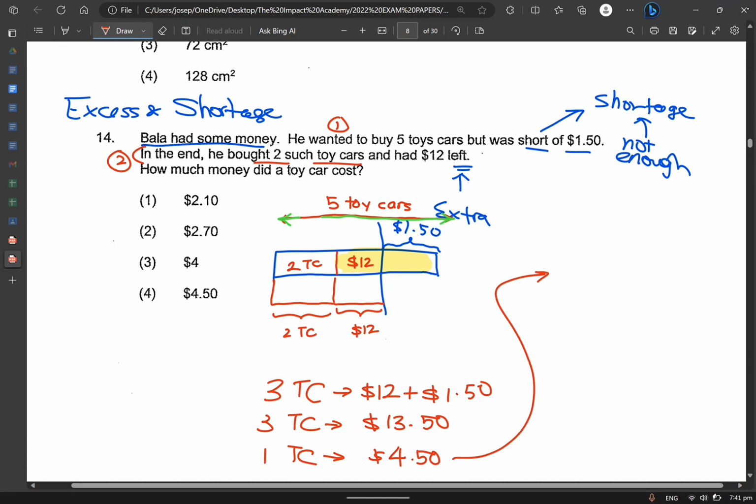True, true, true. Now, 1 toy car is my Mr. Greenman. Mr. Greenman is out, so I like to highlight it to remind students. Mr. Greenman is out. We can go on to the next question. How much money did a toy car cost? Therefore, your answer for this question has to be number 4. And this is what I meant by getting to your answer naturally.